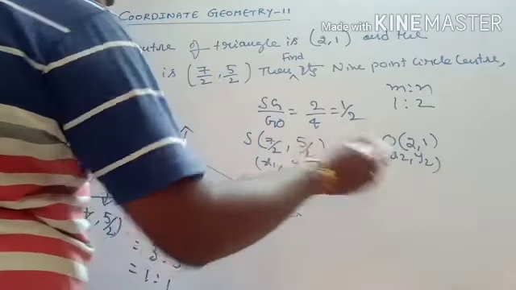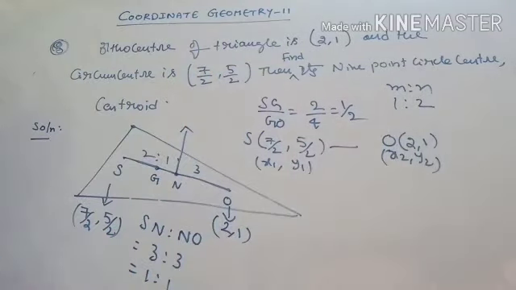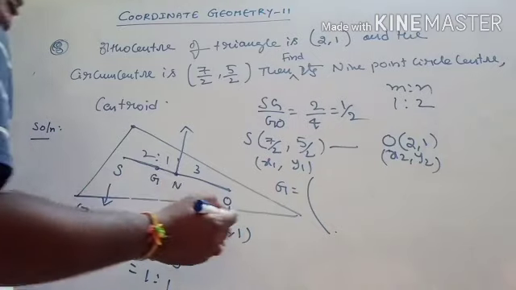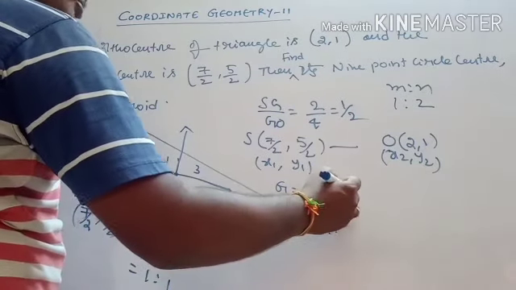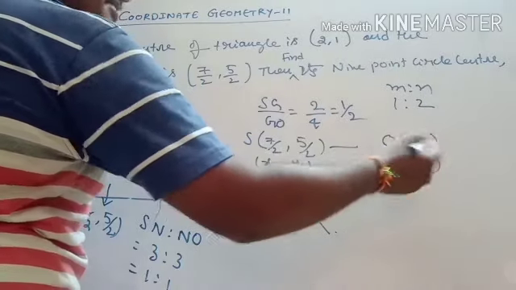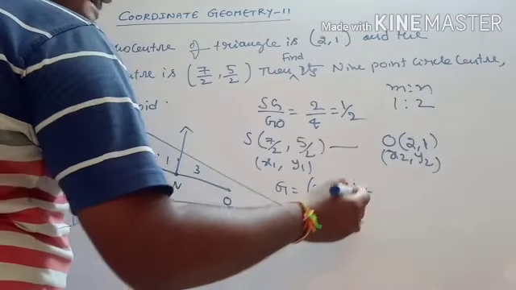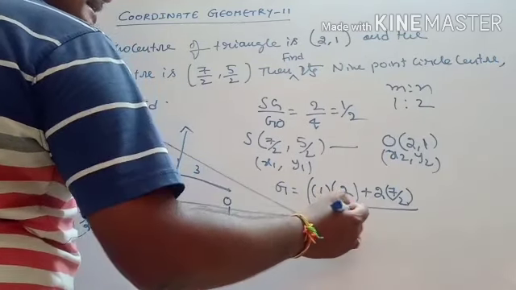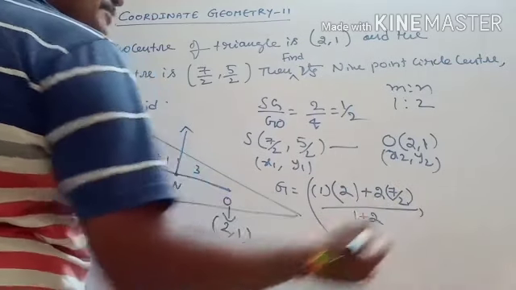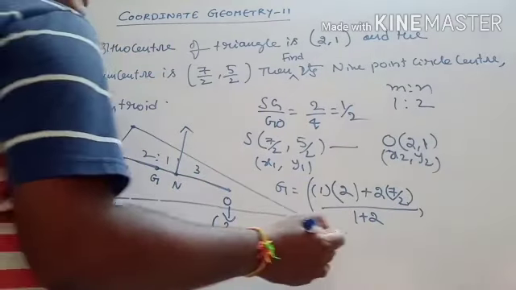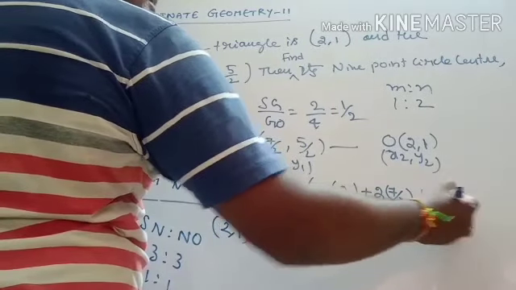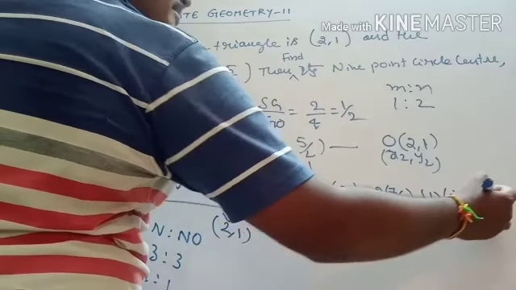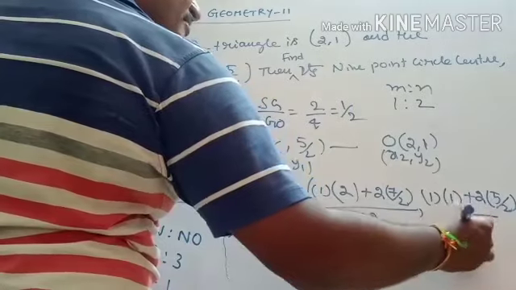Now you know 2 points and you know the ratio. Now you can easily get G, the centroid, very easily. My dear students, G equals Mx2 plus Nx1 whole by M plus N, comma, My2 plus Ny1 whole by M plus N. M is 1, X2 is 2, N is 2, X1 is 7/2. And M is 1, Y2 is 1, N is 2, Y1 is 5/2. Whole thing divided by 1 plus 2.